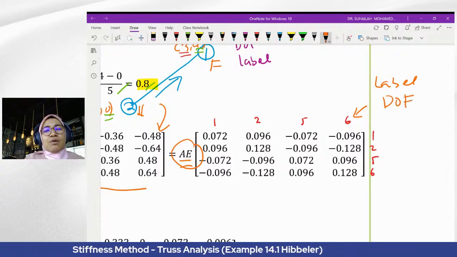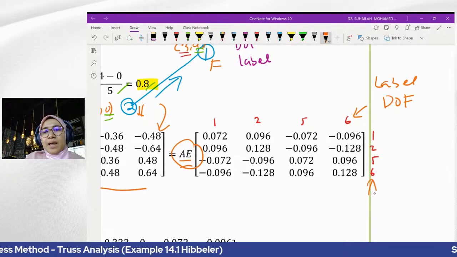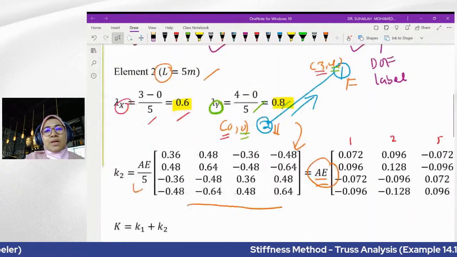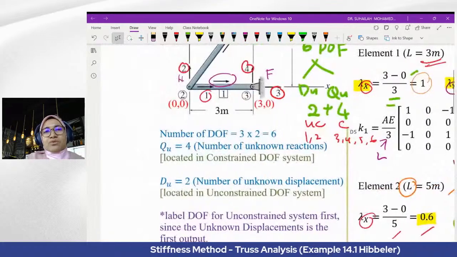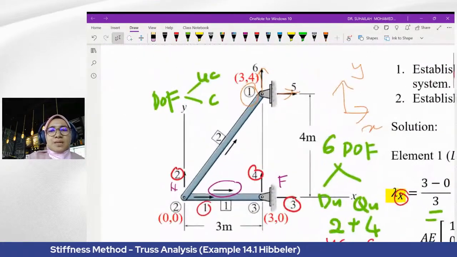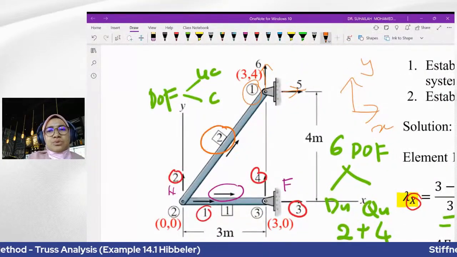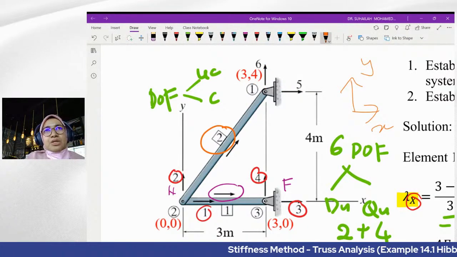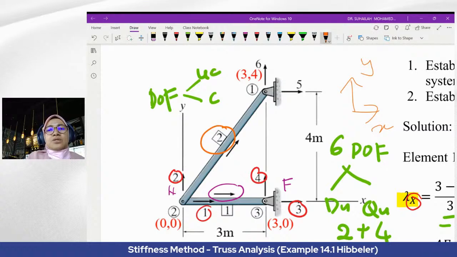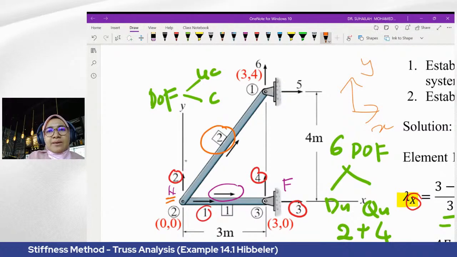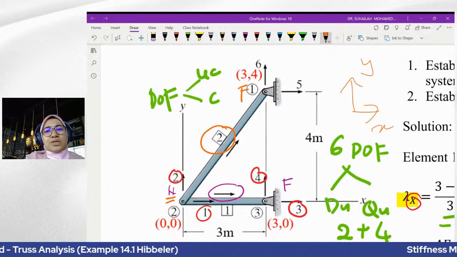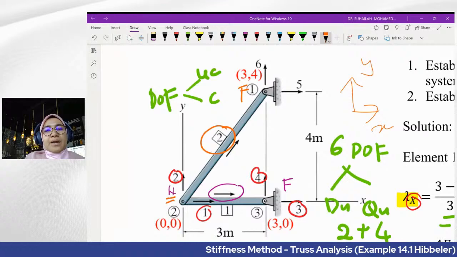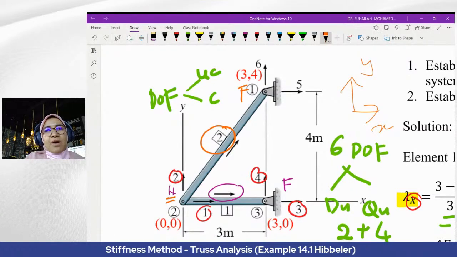But what is most important is the degree of freedom label. How to read this label? Refer back to the diagram here. To spell out the label, this is the near end, this is the far end, so we spell it out like this: near to far. Near we have 1, 2. Far we have 5, 6.